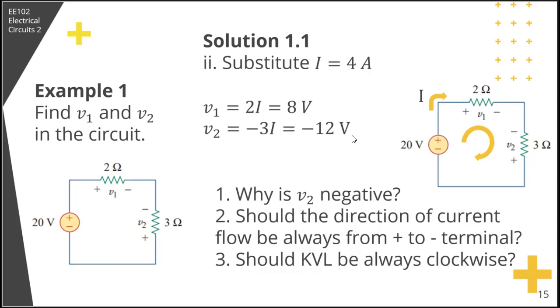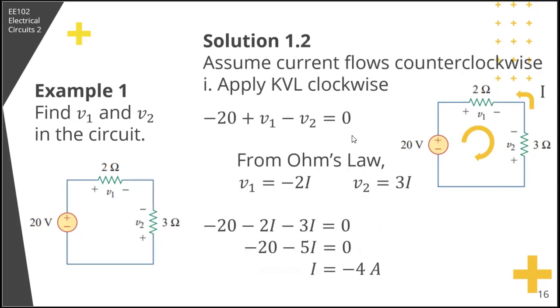Third, should KVL always be clockwise? No. You can go counterclockwise, and you can also go clockwise. Now, let's consider example 1 again from a different angle. Earlier, the current flow was clockwise. For illustration's sake, let's illustrate what happens if the current flow is counterclockwise, that is, the flow of electrons.